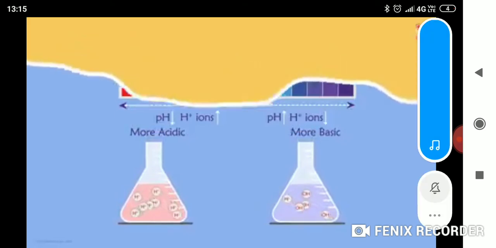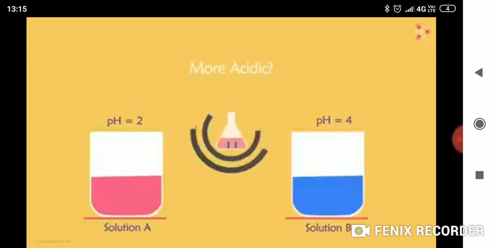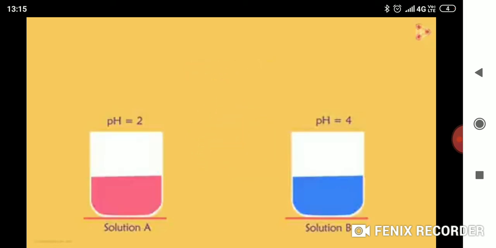Let's take a very basic test to check if you've understood the concept of pH scale. I have two solutions A and B. Solution A has a pH of 2 and solution B has a pH of 4. Which one is more acidic? Yes, solution A is more acidic as its pH is lower.